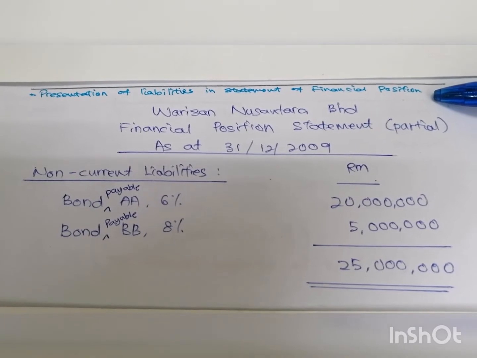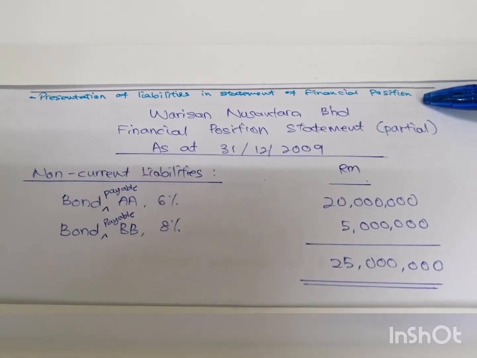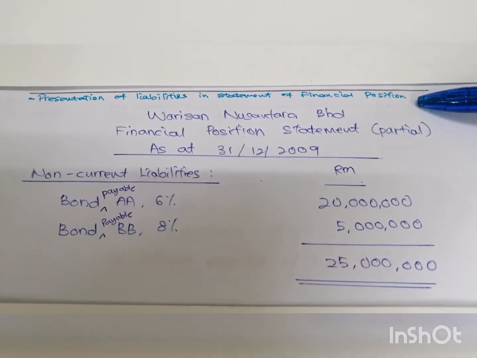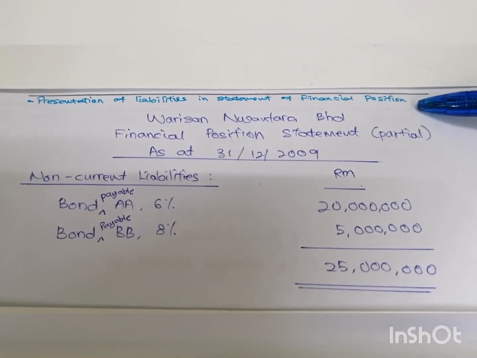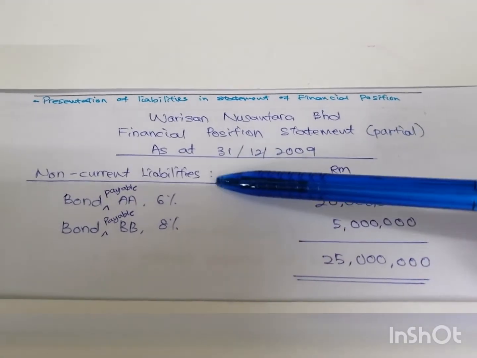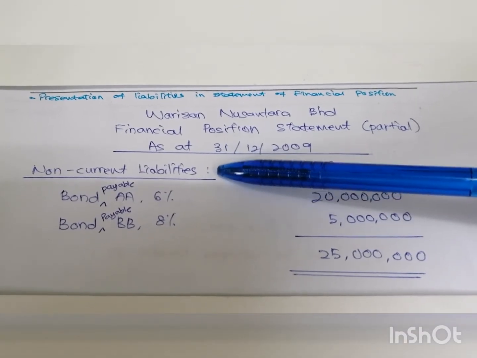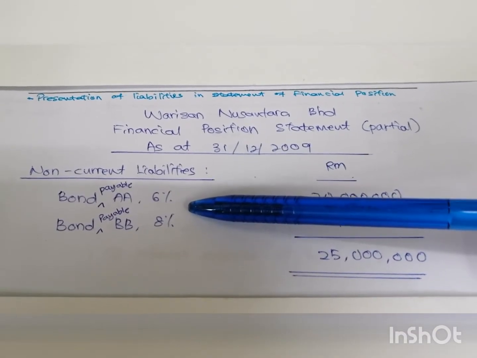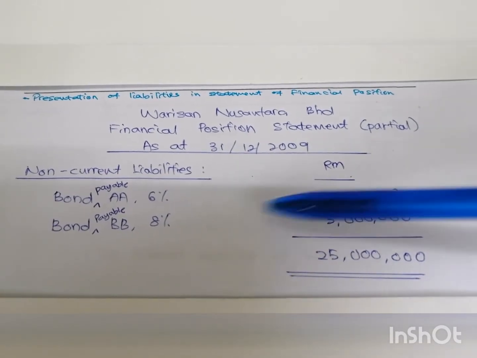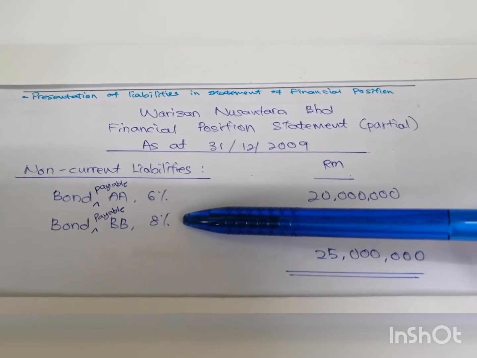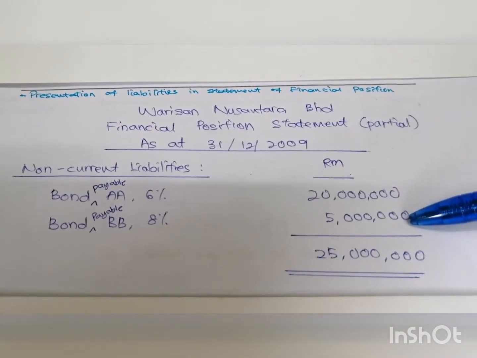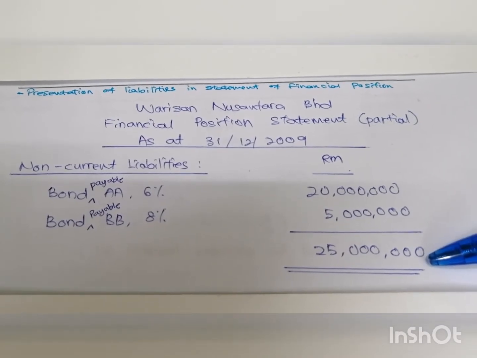Now, to answer the second question in example H, to present the liabilities in the statement of financial position, this is the way. You write non-current liabilities: bonds payable AA, comma 6%, 20 million, and bonds payable BB, comma 8%, 5 million, and this is a total of 25 million.